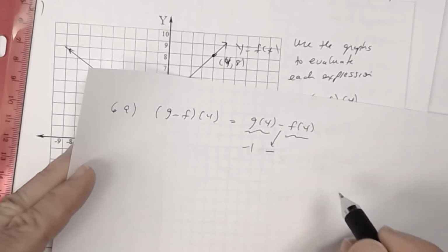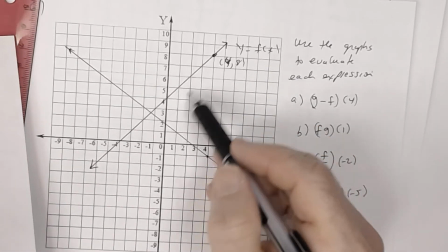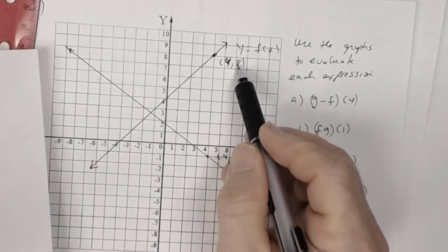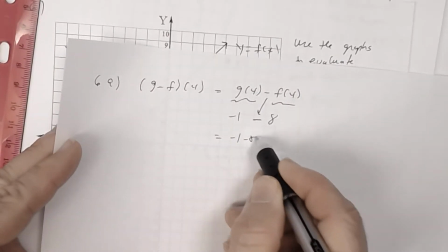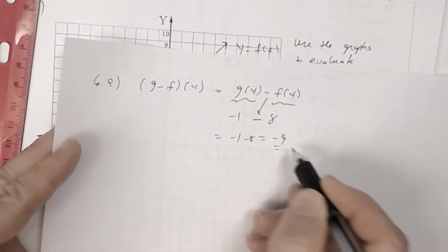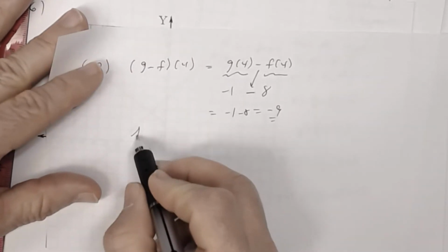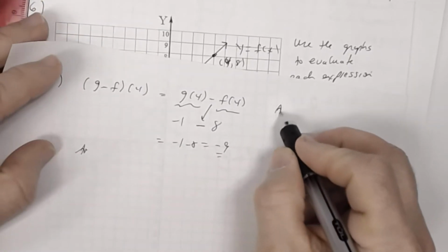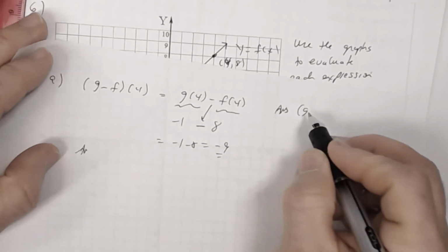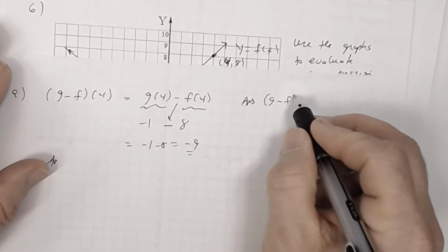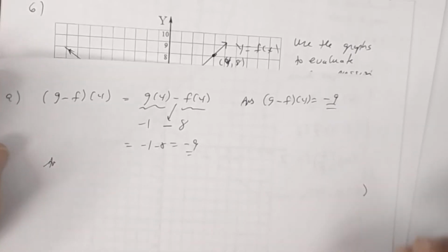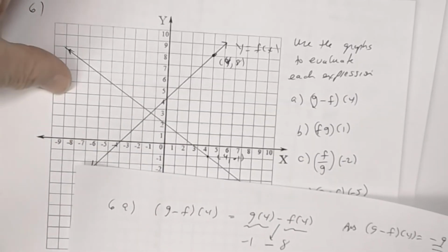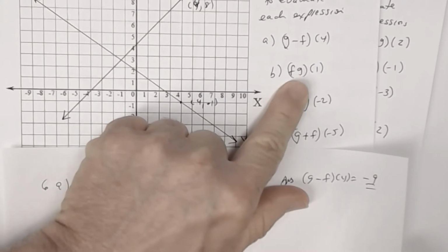Now we have to find f of 4. Here's my function f. When x is 4, my y value is 8. So this becomes negative 1 minus 8, which is negative 9. So the answer, g minus f at 4 equals negative 9. Okay? All right, let's get the next one. For part B, they want you to find this product now.